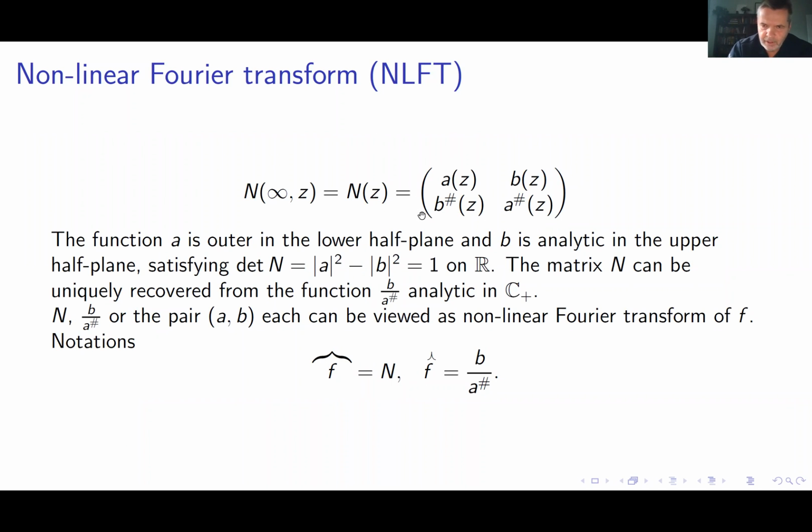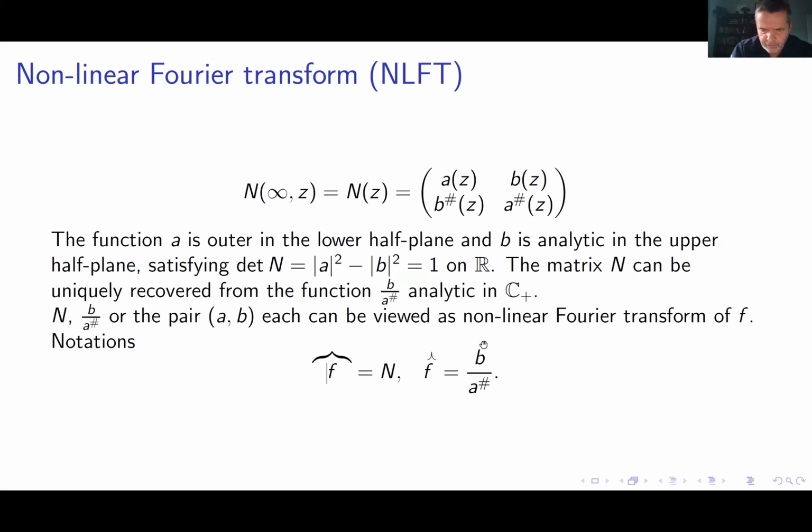So if you look at this matrix N, this limit matrix when t tends to infinity, so once again, A is analytic and actually outer in the lower half plane, and B is analytic in the upper half plane, and their absolute values are related like this. Then you can see that the absolute value of B is actually less than the absolute value of A. And so you can make a bounded analytic function in the upper half plane from A and B by considering B divided by A sharp. Notice that for this new analytic function in the upper half plane, B divided by A sharp, you can recover the whole matrix N from this one function.